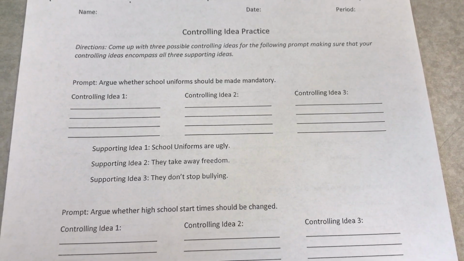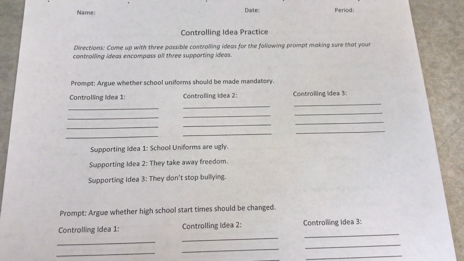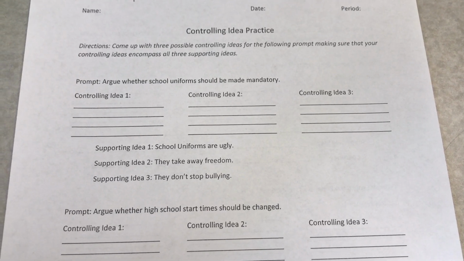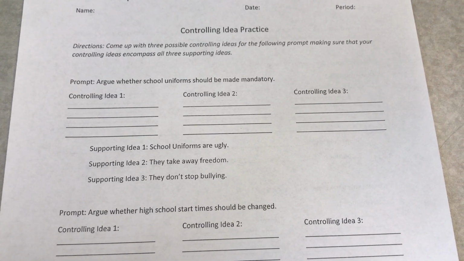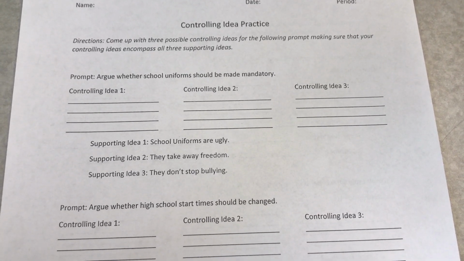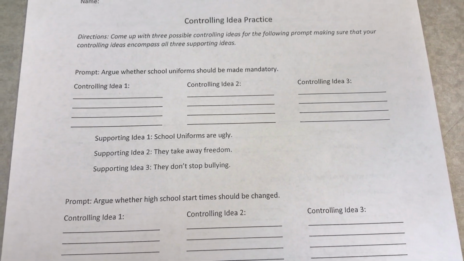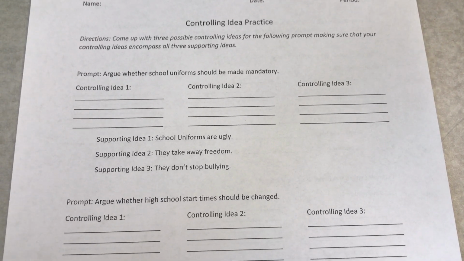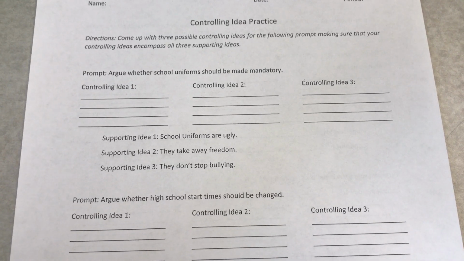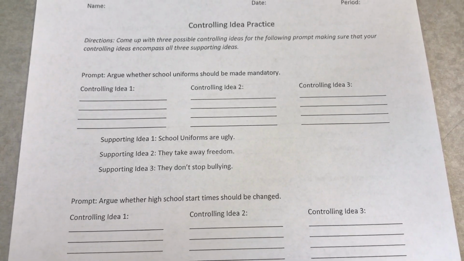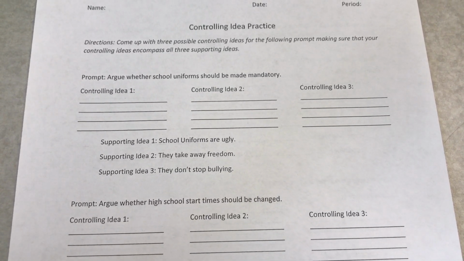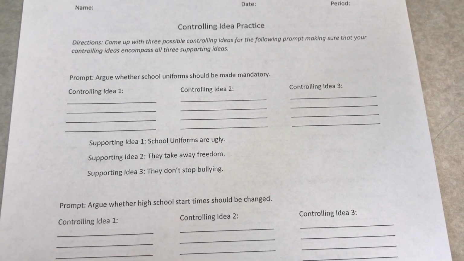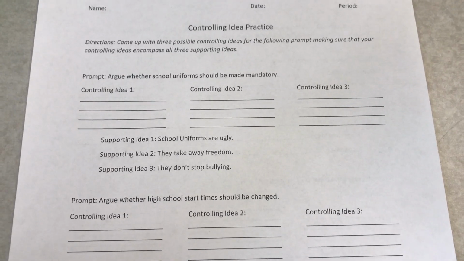Come up with 3 possible controlling ideas for the following prompt, making sure that your controlling ideas encompass all 3 supporting ideas. The point of this is to have an alternate to the typical 3-pronged thesis that you usually have. If you look at the writing rubric pasted in your notebook, you'll see that for a score of 3 or 4 in purpose, focus, and organization, you would have to have a controlling idea. So I'm going to explain what that is here.